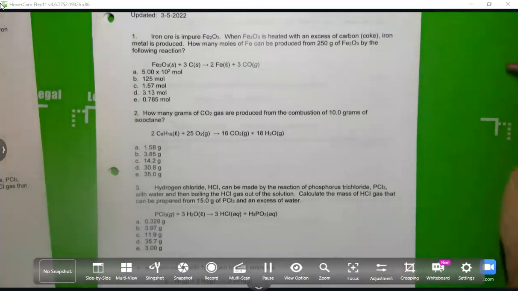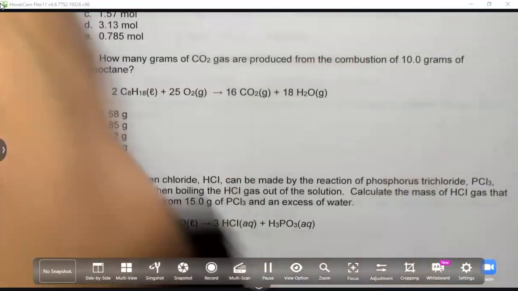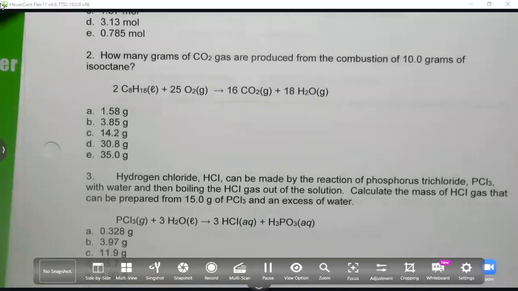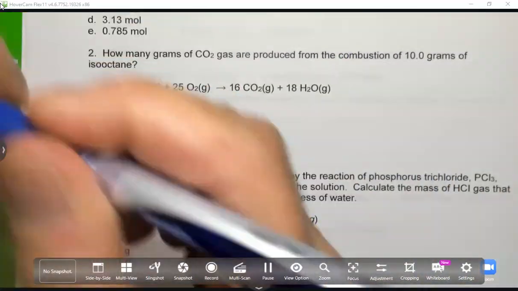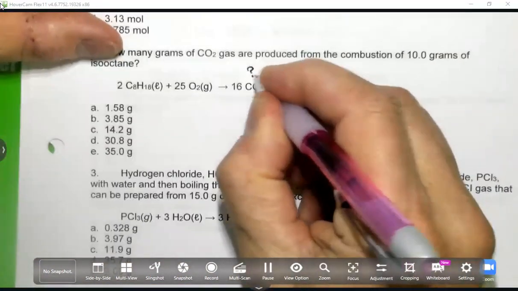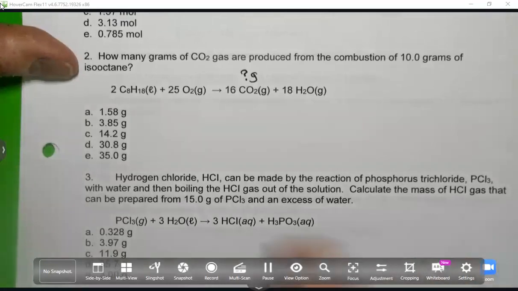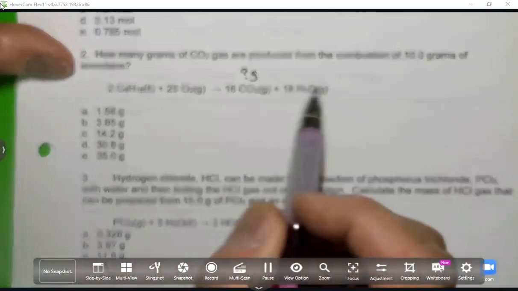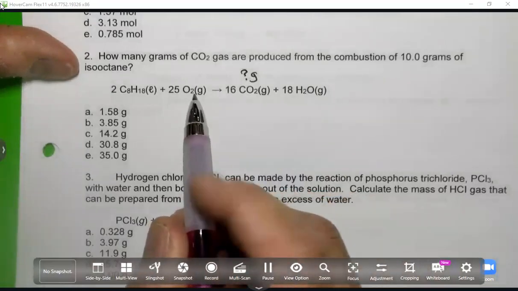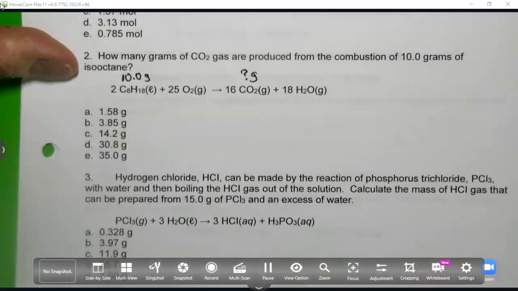Look at the board up there. Again, I shouldn't have put 11 on there yet. We've got number 2. Let's look at number 2. This is just a nice review of where we're at. How many grams of CO2 gas are produced from 10 grams of isooctane? The only thing that looks like isooctane, or that you don't know, hopefully, is that water, carbon dioxide, oxygen are the others. 10.0 grams here. What is the very first thing we are going to do?